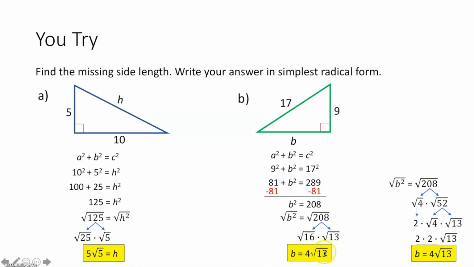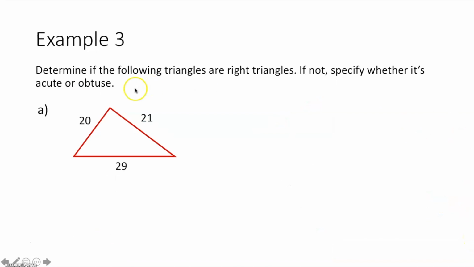The exact same thing we got over here. It just took a little bit longer to get there. So you want to think of the biggest perfect square that goes into your number so you don't have to keep breaking it down. Now example 3 says determine if the following triangles are right triangles.